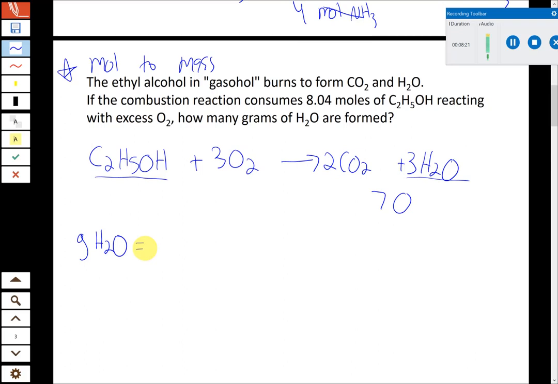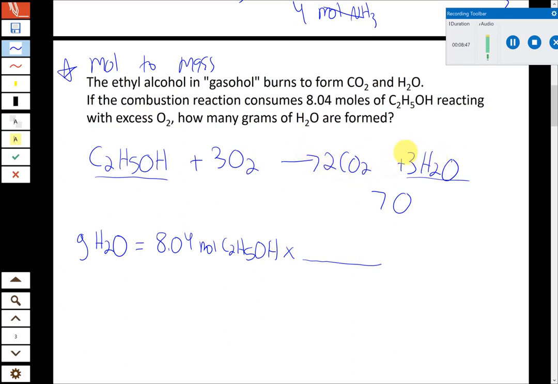And if we go through, we have to give our starting point, which is 8.04 moles of C2H5OH. Because we're already in moles, we don't have to do any conversions with this number. We're ready to go ahead and use mole ratios. So to find first how many moles of water forms, we're always going to go between moles of reactants and products because that's what the coefficients tell us.